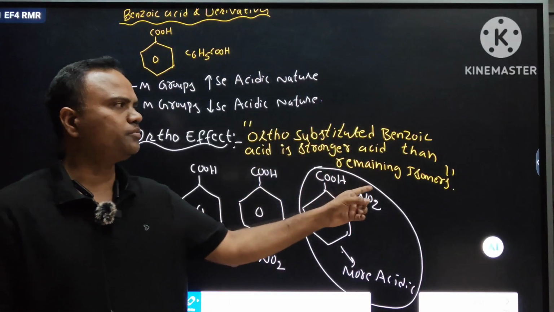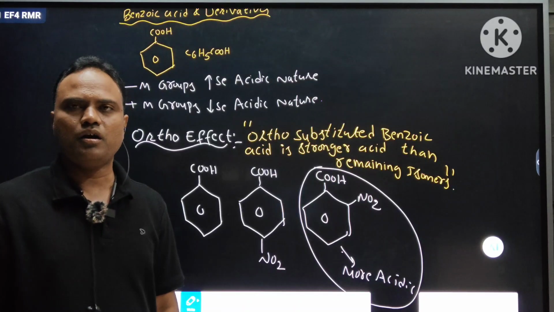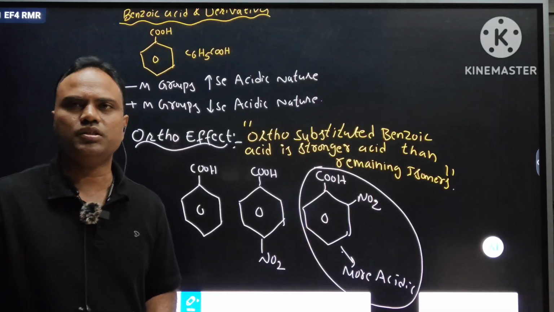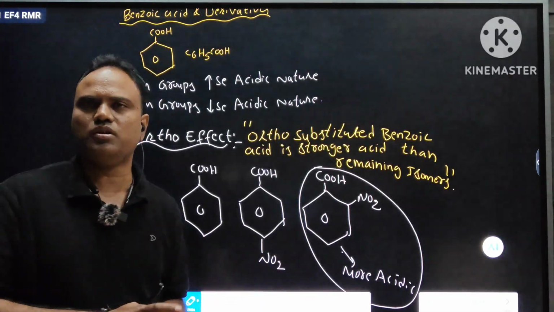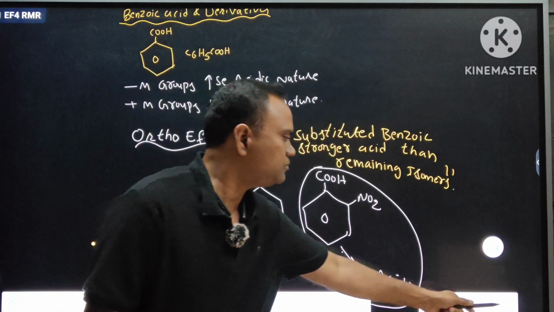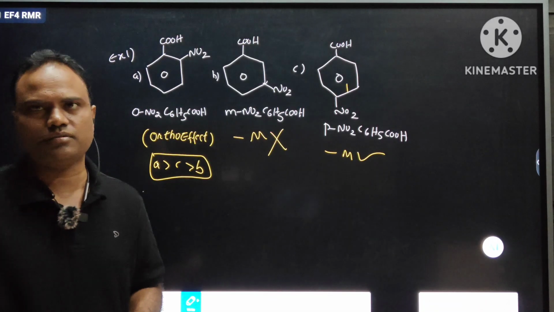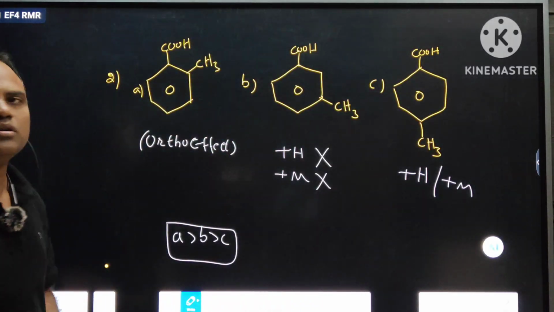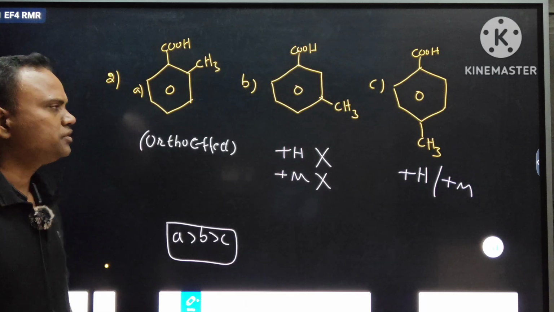Whatever the group may be, irrespective of the nature, whether it is plus M or minus M, I mentioned already, ortho substituted benzoic acid is a stronger acid. Clear? In the ortho position, if you observe any substituent, that will be more acidic, whether it is a plus M or minus M group. Right? First give priority to the ortho effect. After that, minus M, plus M. Okay, clear now? Orthotolic acid is a stronger acid because of the ortho effect.